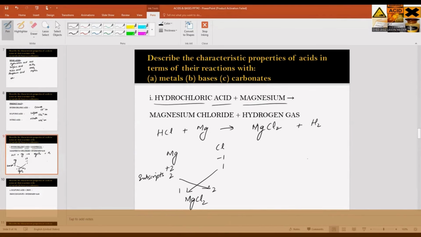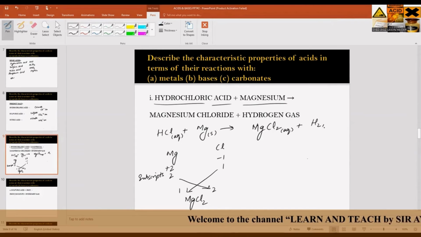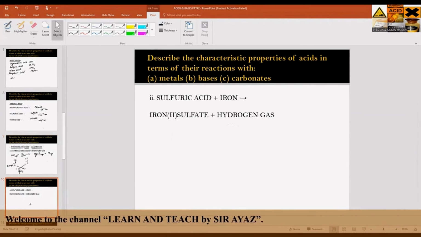For your convenience, I am writing the state symbols. Hydrochloric acid must be in water, aq. Magnesium, solid, s. Magnesium chloride, it's an ionic compound, so it must be soluble in water, aqueous. H2 is a gas, so you write g for H2.